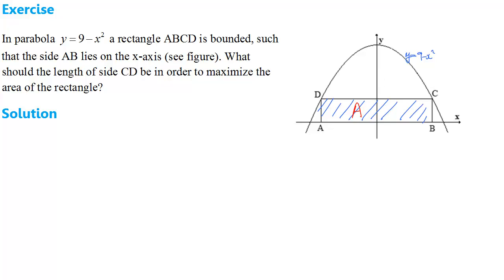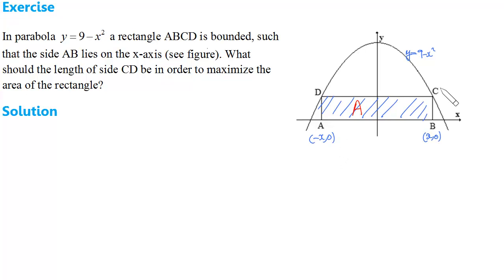And let's see now. We need to figure out some points. So the point B, let this be x, this distance from here to here. So the point B will be the point x0, and A will be the point minus x0. Now the point C has the same x, but its height is given by y, which is 9 minus x squared. I think I have all the information I need to compute the area. The area is going to be my dependent variable, that's clear, because that's the one that we have to maximize.